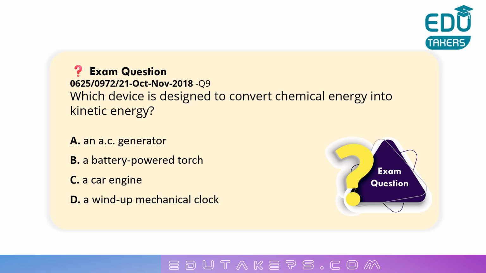Another exam question states that which device is designed to convert chemical energy into kinetic energy? A. An AC generator. B. A battery-powered torch. C. A car engine. D. A wind-up mechanical clock. Take some time to figure out the correct answer. The device that directly converts chemical energy into kinetic energy is the one that uses fuel to create motion. Option C, a car engine, is designed to convert chemical energy into kinetic energy.